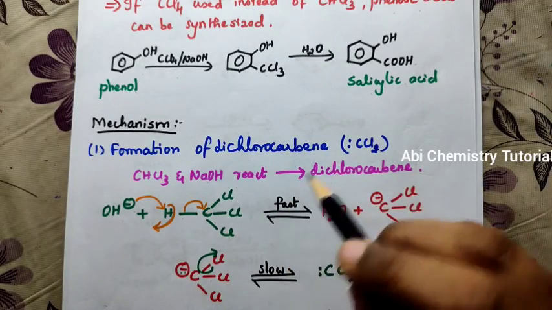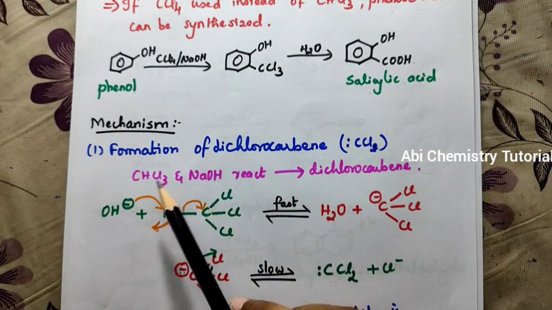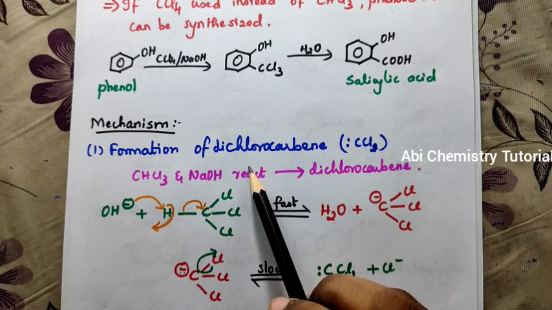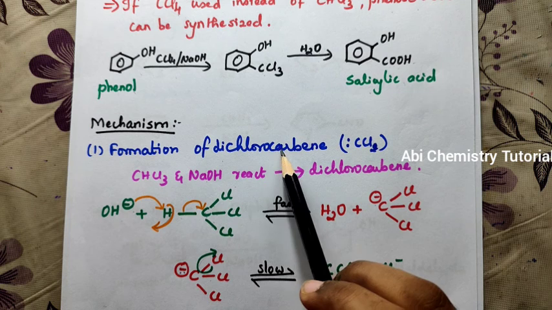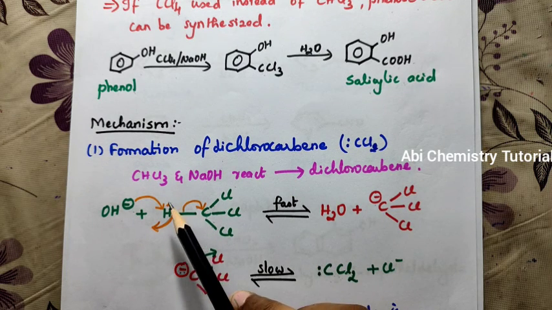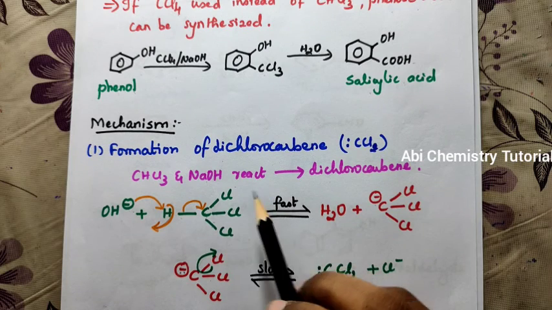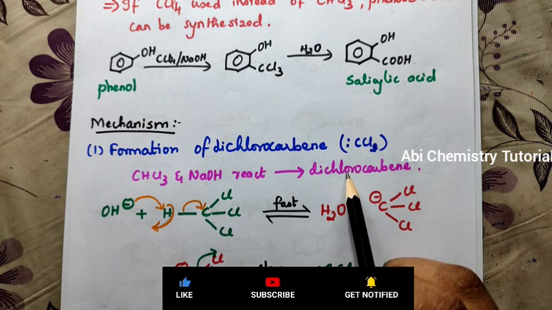So the next is the mechanism. We can divide the mechanism into two parts. The first part is the formation of the carbene intermediate, in this case the dichlorocarbene intermediate. So in this case the chloroform and the base first react to form the carbene intermediate.